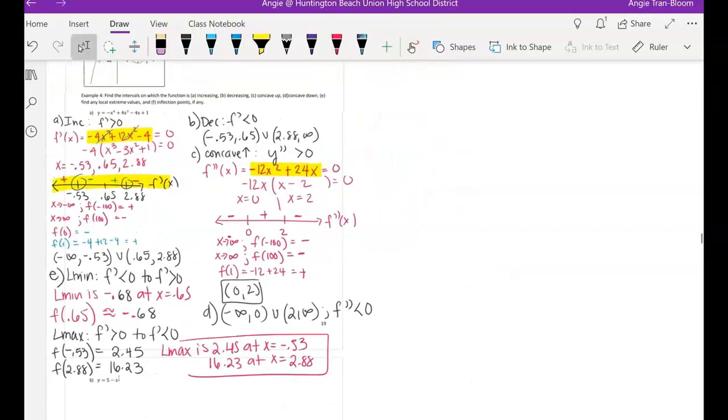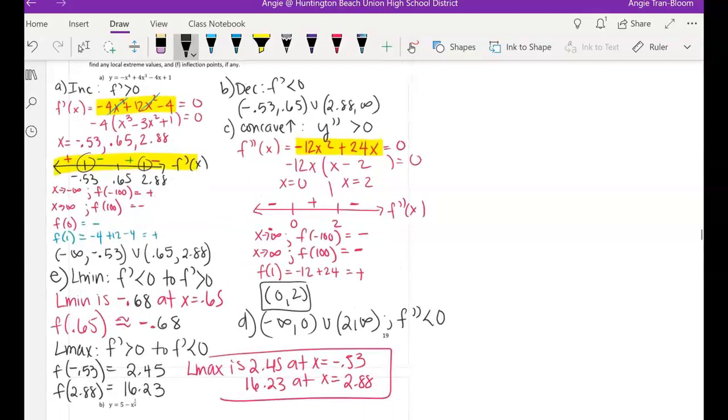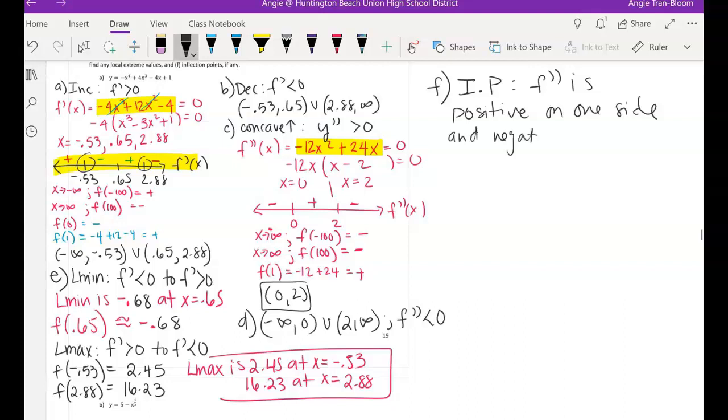So I'm gonna try to squeeze that in. Sorry if I have a lot of space, you probably don't. But I'm gonna write F over here. I have infinitely many. Inflection point is when the double derivative is positive on one side and negative on the other side.